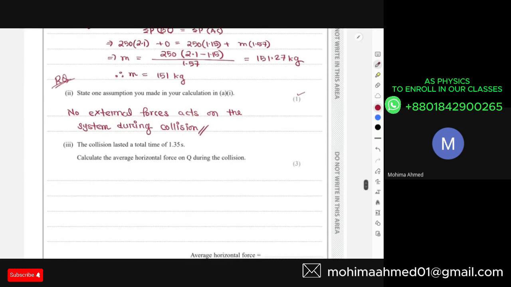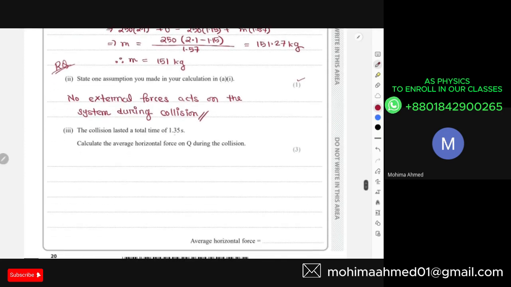Okay, then after this, now they're saying that the collision lasted for this much. Calculate the average horizontal force on Q during this collision. On Q means what? Q was initially at rest, so the initial velocity of Q was 0. And obviously after P strikes Q, Q starts to move to the right. That means the force must have acted on Q in this direction, right? And after that, the velocity increases to 1.57 meters per second. This was the final velocity, by the way.